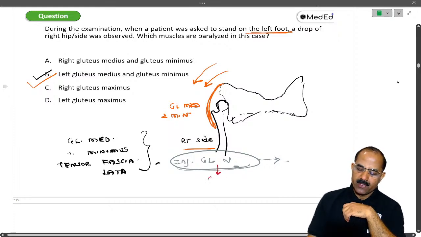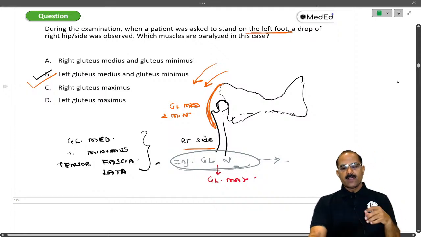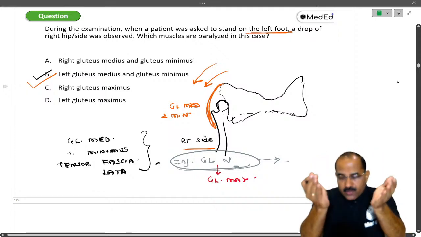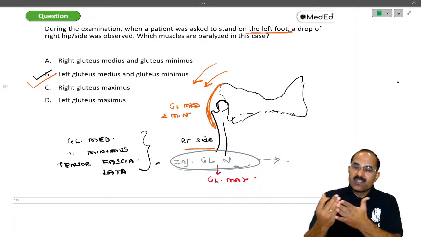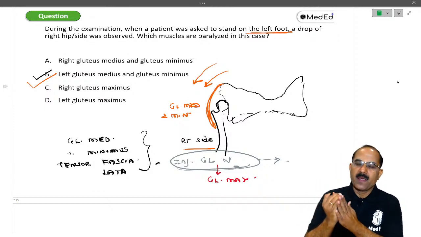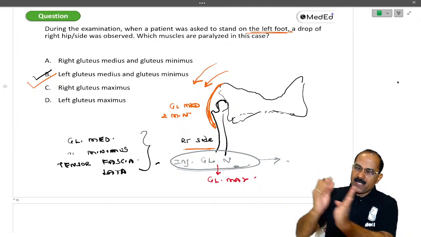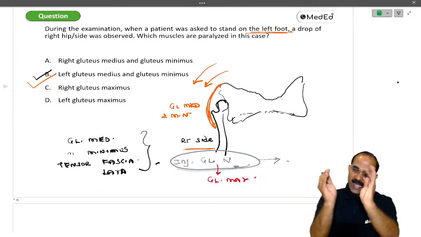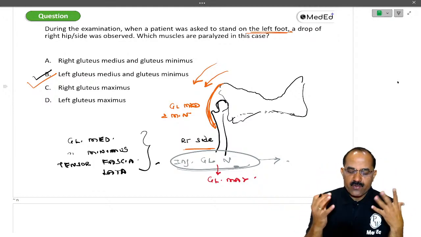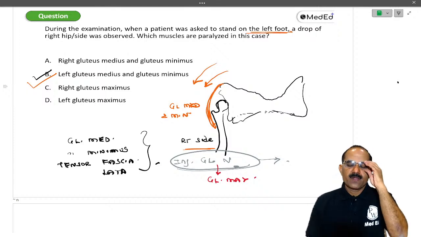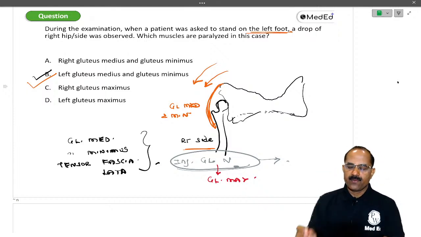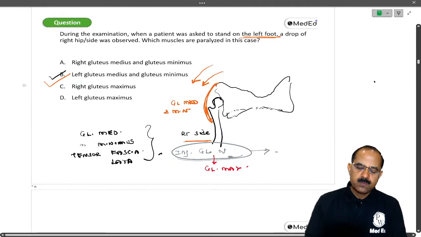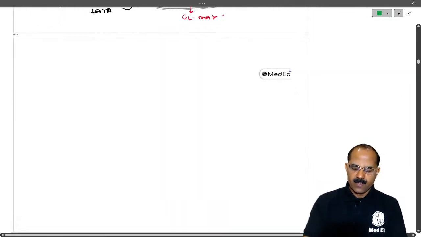So inferior gluteal nerve क्या supply करता है? Gluteus maximus. Okay, and the main action of gluteus maximus क्या है? The main action of gluteus maximus is extension at the hip joint. दूसरा action abduction. तीसरा action is lateral rotation. So the main action of gluteus maximus is extension. Second is abduction. Third is lateral rotation. Just remember this. Okay, very good.